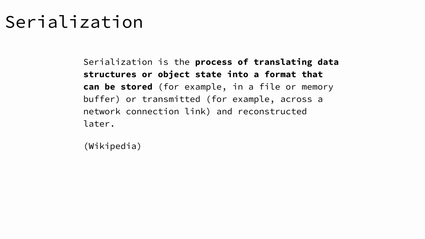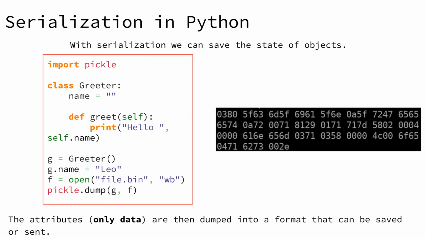Almost all programming languages offer an out-of-the-box serialization format and functionality, so if you have an object, you can save the object state, send it somewhere, or save it and then later reconstruct it. So I'm going to give an example of how this works in Python. In Python you have the pickle module.